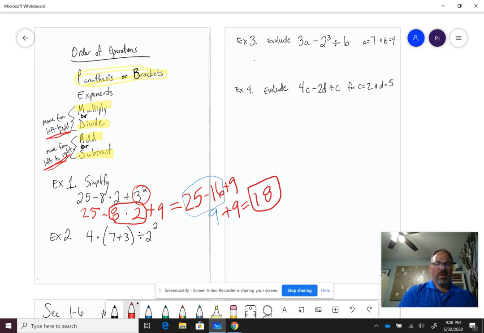Okay. Next one. We can do what's inside the parentheses first. So our first step here is going to be 7 plus 3. So that's 4 times 10 divided by, well, now I'm going to do the exponent. Since I've finished what's in the parentheses, exponents are going to come next, and 2 squared is 2 times 2, which is 4. Okay. As we move left to right, what's left is multiplication and then division. So multiplication is going to come first. So the 4 times 10, that's going to give me 40. And 40 divided by 4 equals 10.